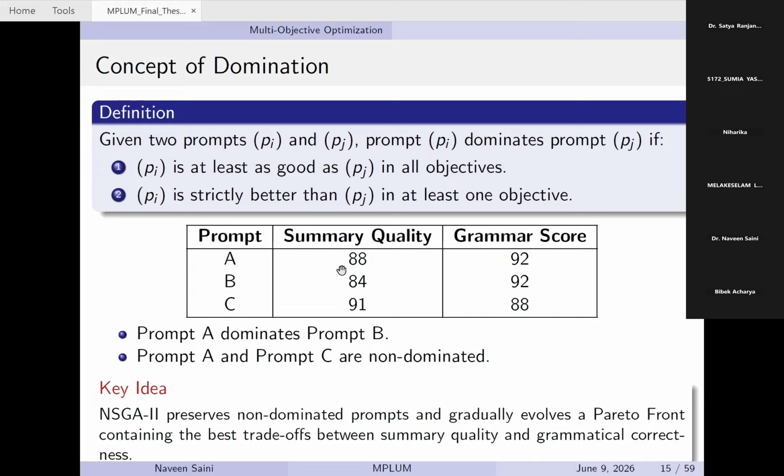Now what about prompts B and C? You can see the summary quality score of prompt C is better than prompt B. But in terms of the grammar score, the score of prompt B is higher than prompt C. In one objective, C is higher; in the second objective, B is higher. So both are non-dominated with respect to each other.